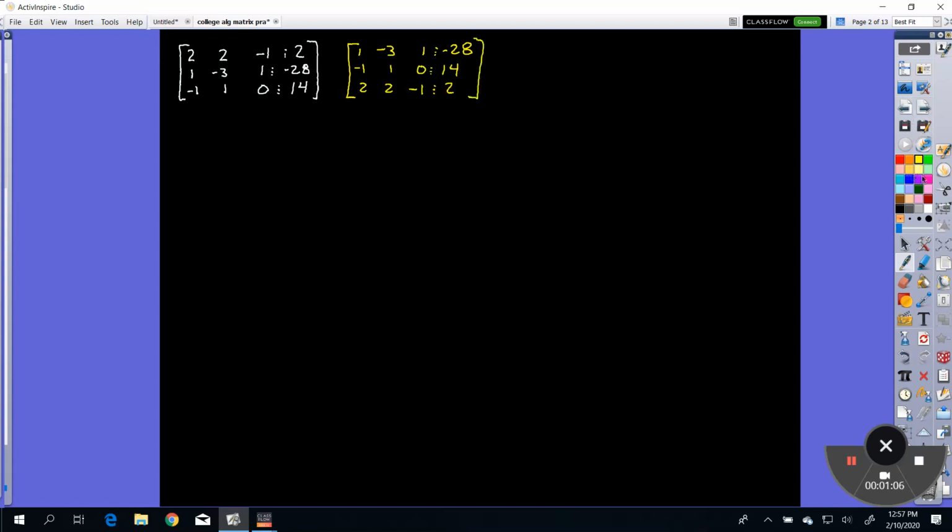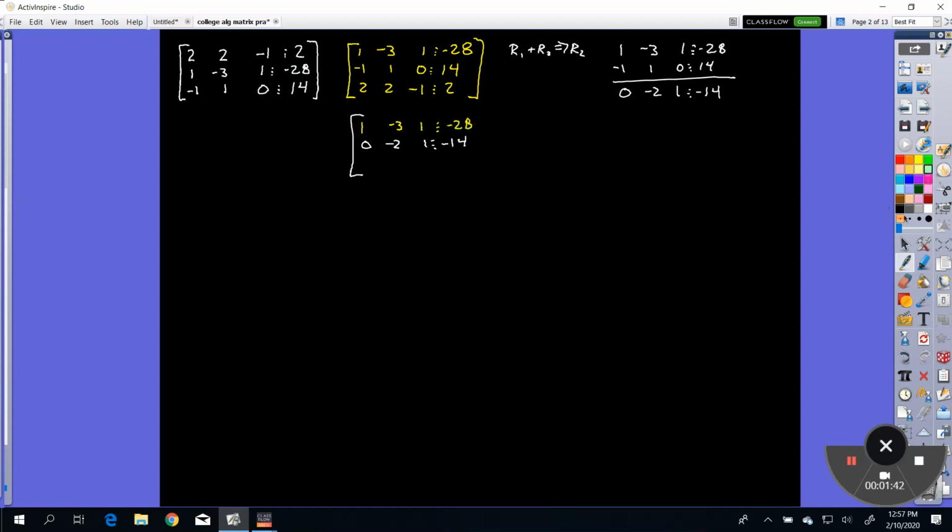So now I'm going to go row 1 plus row 2. It's going to make a new row 2. So that's 1, negative 3, 1, negative 28, negative 1, 1, 0, 14. So that's 0, negative 2, 1, negative 14. So that's my new row 2. So 0, negative 2, 1, negative 14. Row 1 hasn't changed. It's still 1, negative 3, 1, negative 28.